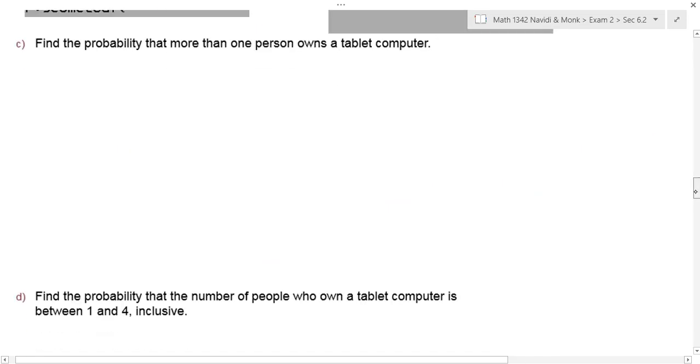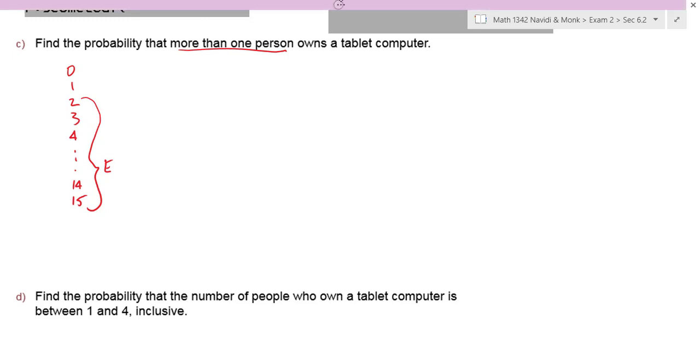Part C. Find the probability that more than one person owns a tablet or a computer. Now our event is more than one person. So if I have 15 people, it's possible to have 0 of them own a tablet, 1 of them own a tablet, 2, 3, 4, all the way up to 15. If my event is more than 1, then this would be my event, wouldn't it? More than 1. Because more than 1 starts with 2, doesn't it? We don't include the 1 because 1's not more than 1, but 2 is more than 1, and 3 is more than 1. All of these numbers here are more than 1.